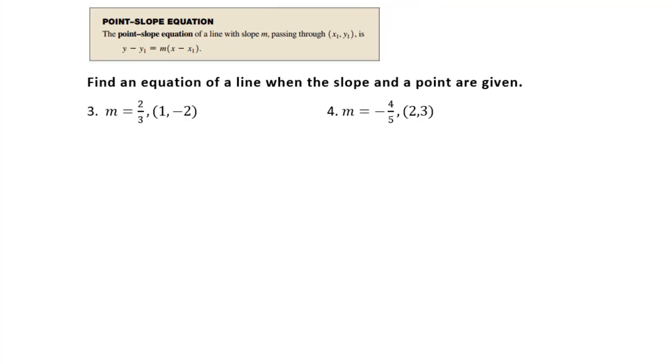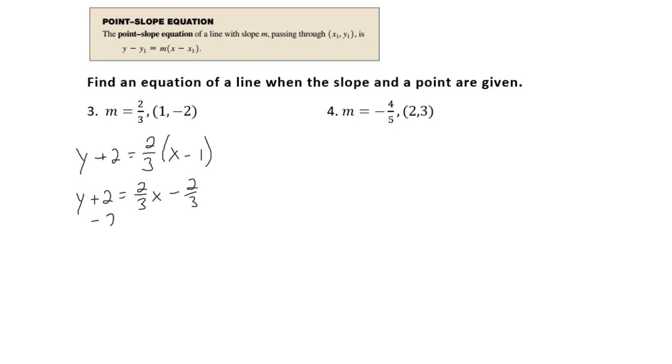All right, so here again, we're going to plug in. So using the formula that's given, y minus a negative 2 would become y plus 2 equals 2/3 x minus 1. Okay, so y plus 2 equals, distribute, we get 2/3 x minus 2/3.